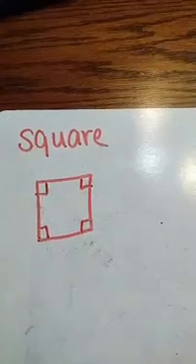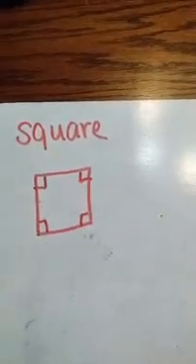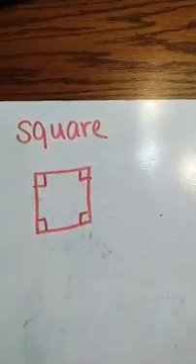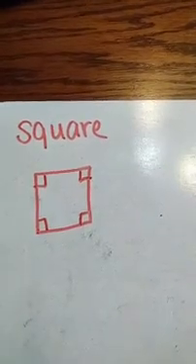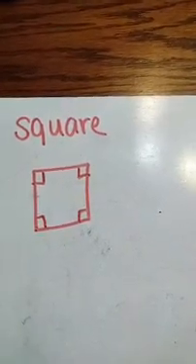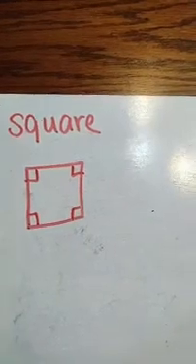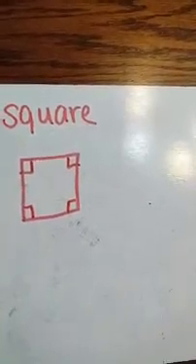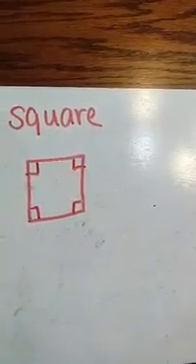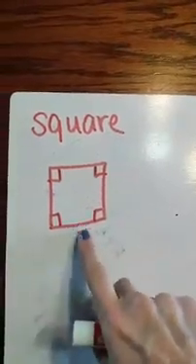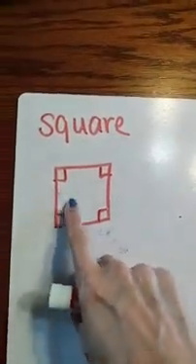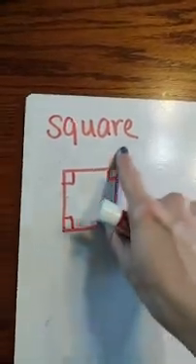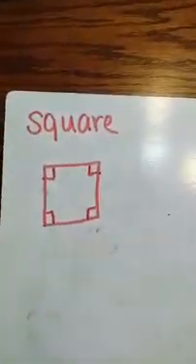All right, so the things to remember about quadrilaterals is they have 4 sides. A parallelogram has 2 pairs of parallel sides. A rectangle has 4 right angles. A square is a rectangle, so it has 4 right angles, but it has 4 equal sides.